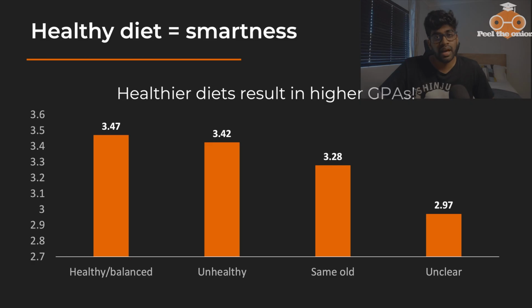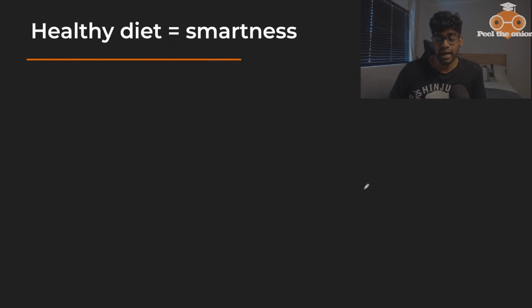Now back to the diet. You can see clearly from the presentation that we have different categories of the question. One was a healthy or balanced diet, so that is this one over here. And you have an unhealthy diet. And the other one was where you're eating the same old thing, not really changing your diet, and apparently you're bored, and that doesn't reflect well in your grades. Quite weird. But anyway, healthy diets result in higher GPAs.